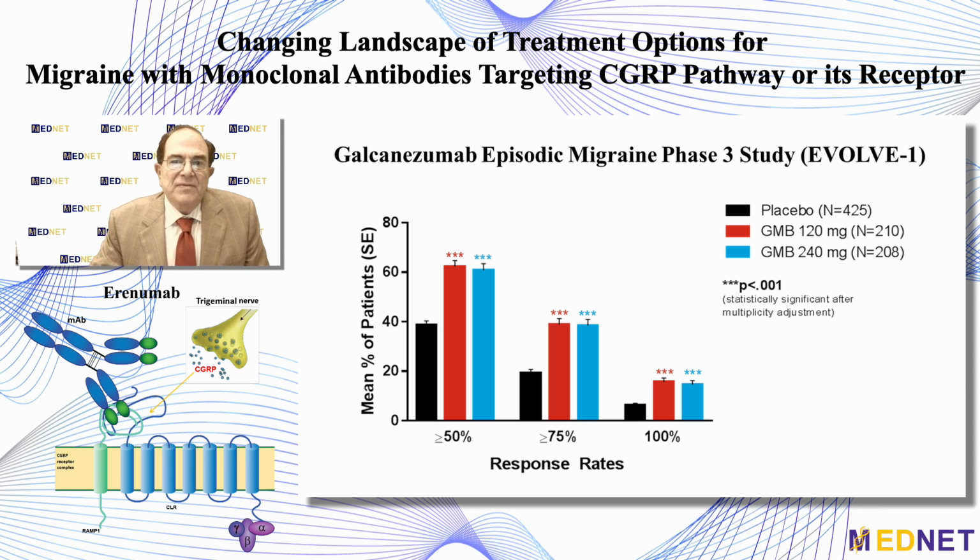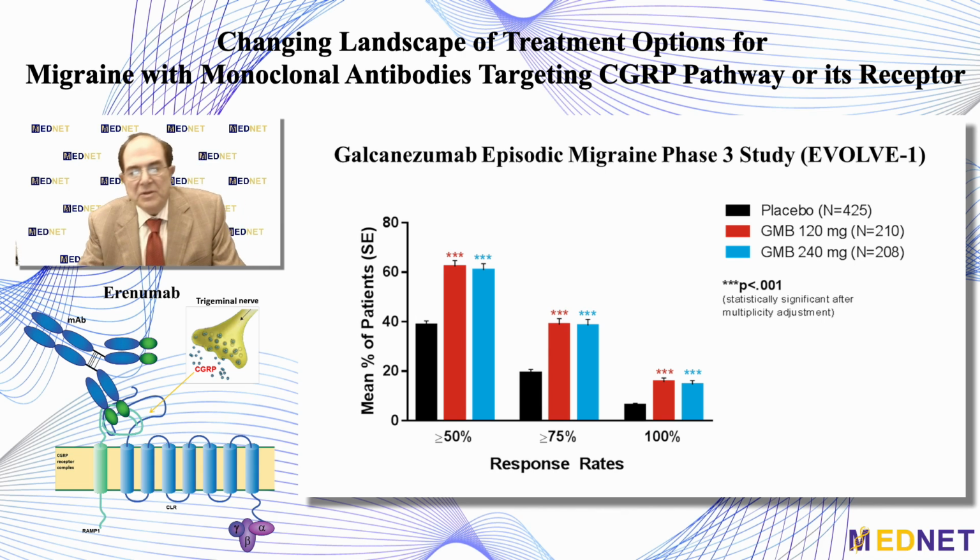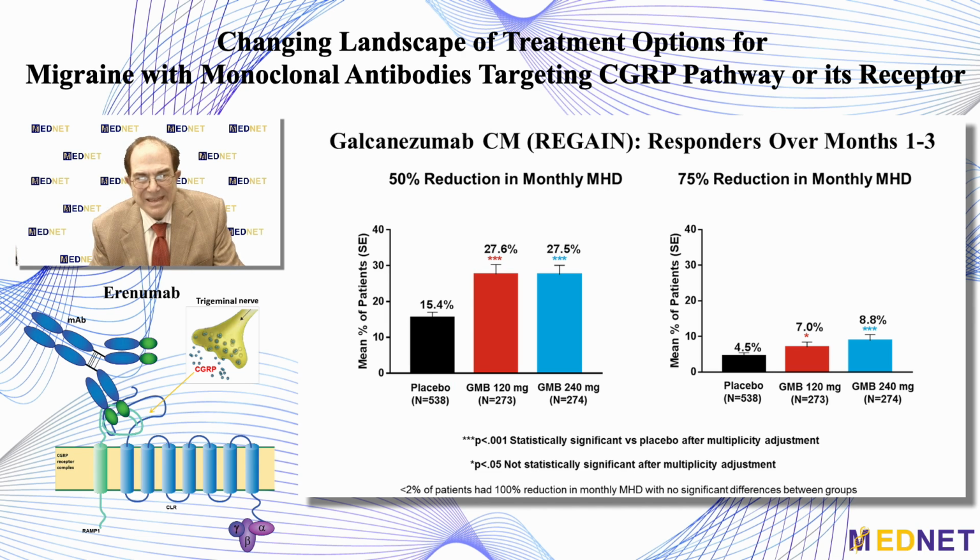The episodic migraine phase 3 study was called EVOLVE, and looking at the 50, 75, and 100% response rates, you're seeing that both doses were effective and significant compared to placebo, with both 75 and 100% response rates showing the same. If you look at the chronic migraine, looking at the 50 and the 75%, you see for the 50% reduction, both doses were superior to placebo. And if you looked at the patients who received the 75% reduction, you see that the 240 milligrams was superior to placebo, whereas the lower dose didn't meet that criteria.